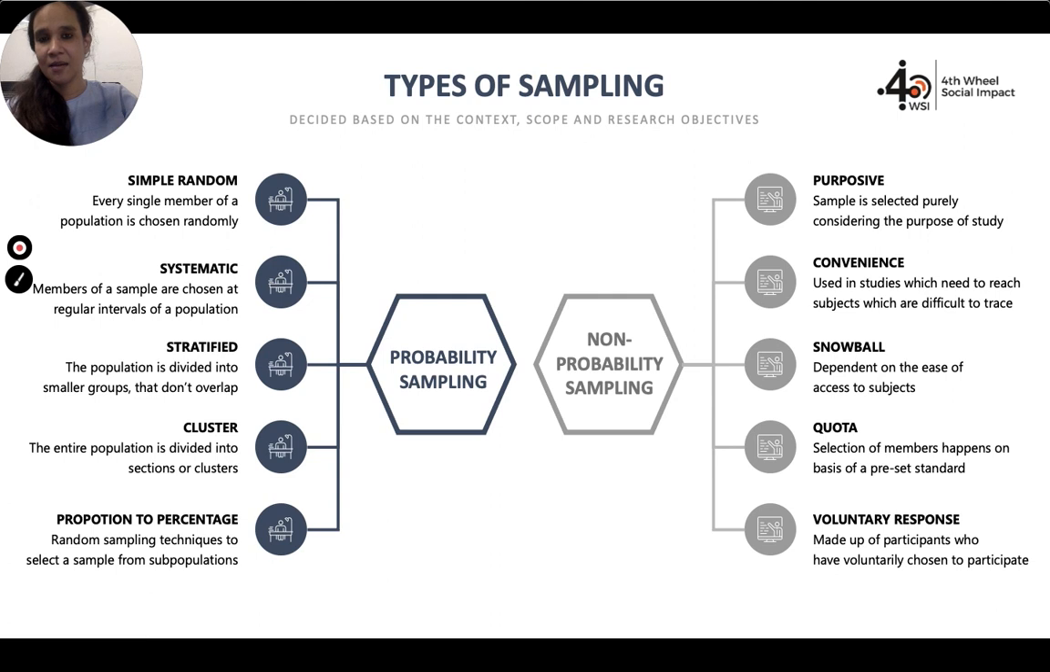Let's take our example. There are 1,000 students, and our purpose is to really understand the impact on girls. So we will just look at girls, and we're only going to select girls in our sample. So it's not probable that boys will be selected. The other is convenience sampling.